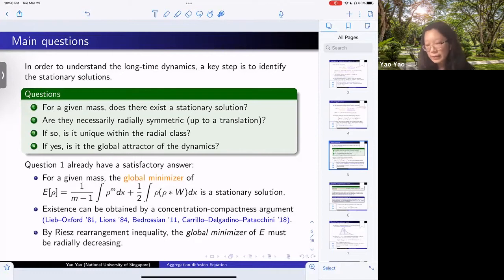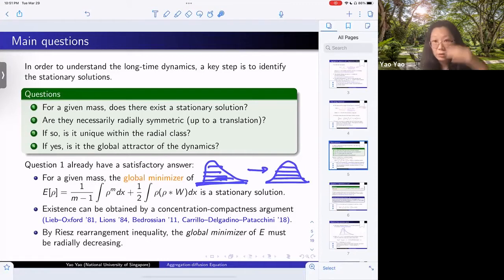So the existence of a global minimizer is well known. And actually, once we know they exist, we know for free that they must be radially decreasing. This is a direct consequence of the Riesz rearrangement inequality. Starting with this functional, assume the global minimizer is non-radial, then we find the symmetric radially decreasing rearrangement by using the layer cake representation and symmetrizing each layer.